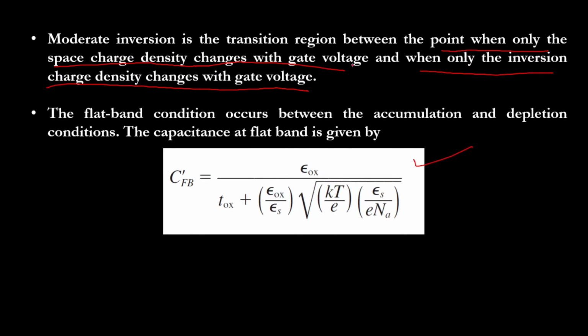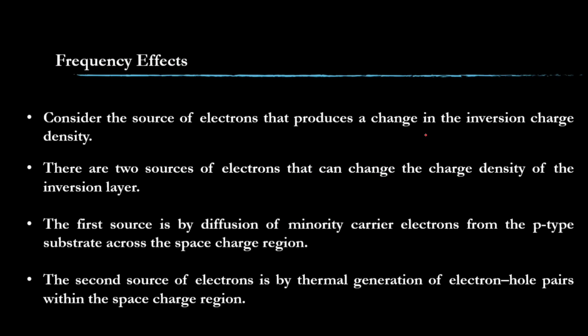So at a particular point, even if we increase the gate voltage, the space charge density is not going to change, okay. Only the inversion charge density changes with the gate voltage. With further incrementing of the positive voltage, the space charge density is not going to increment, only the inversion charge density is going to increment. So that region between those 2 points is exactly known as moderate inversion. And now we are moving into the frequency effect.